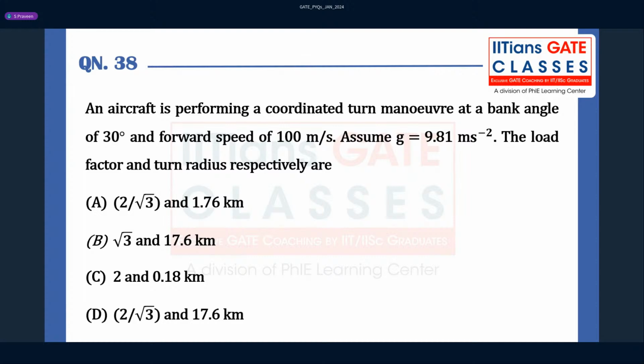Take this problem. An aircraft is performing a coordinated turn maneuver at a bank angle of 30 degrees and forward speed of 100 meters per second. Assume g equal to 9.81 meters per second squared. The load factor and the turn radius respectively are: 2 by root 3 and 1.76 kilometers; root 3 and 17.6 kilometers; 2 and 0.18 kilometers; 2 by root 3 and 17.6 kilometers. Again, this is a simple problem, but let's try to do this.